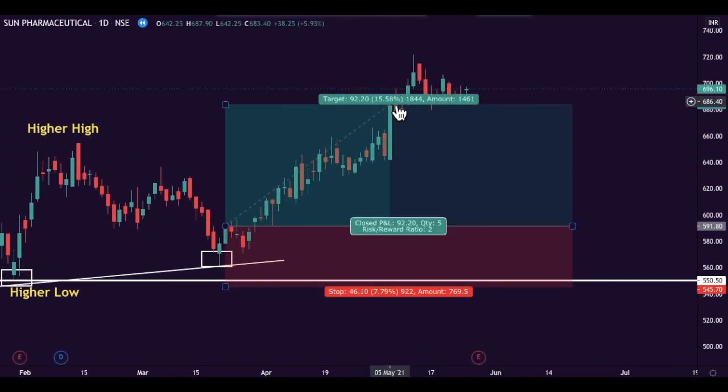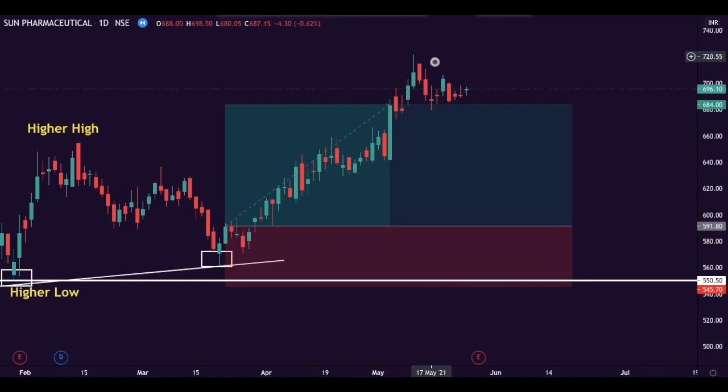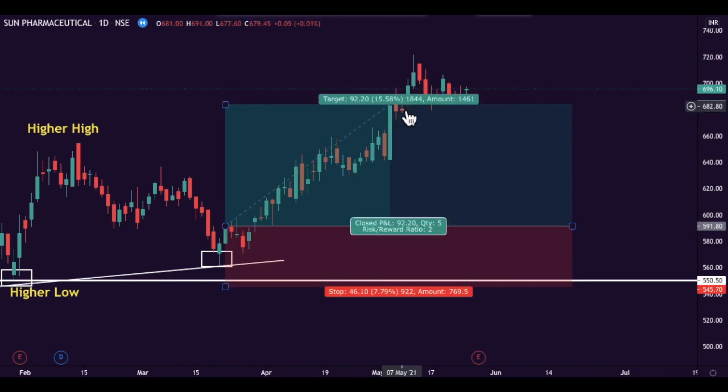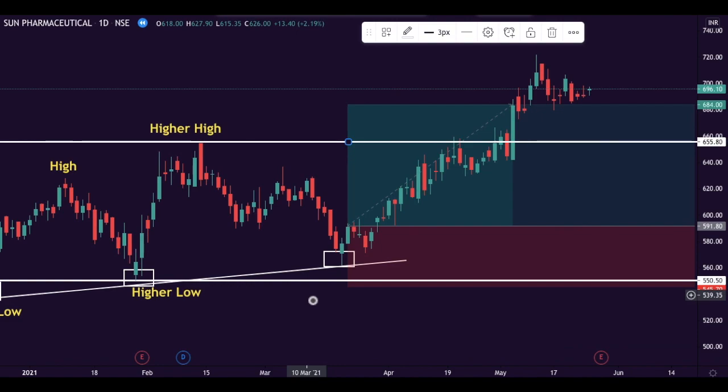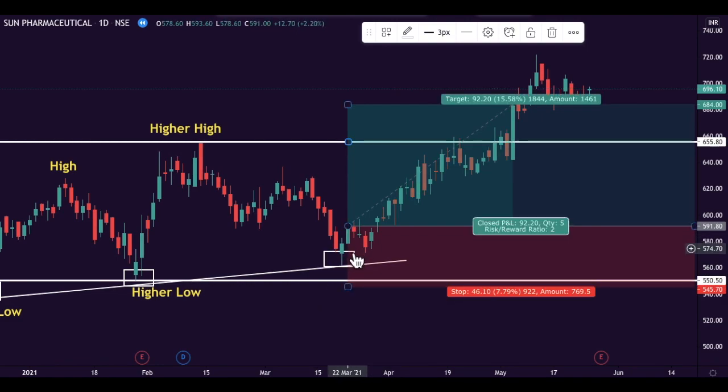Traders, here we can see our target got achieved. After this the market went up. We don't care. We exit at 1:2 risk reward or this previous higher high level. So basically we exit here or at 1:2 risk reward. So when you enter the trade during an uptrend at this level, this can be the best level where you get a very good risk to reward.